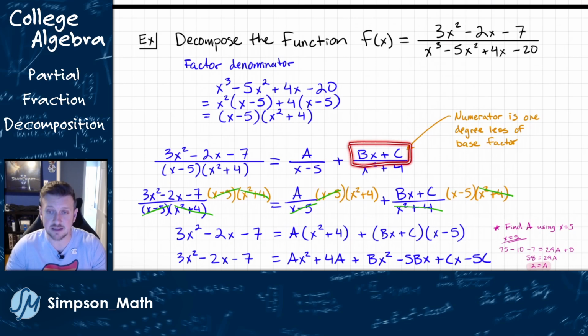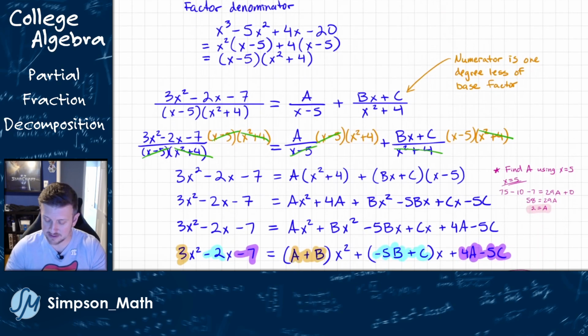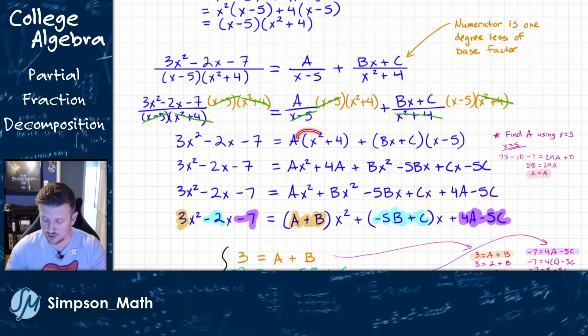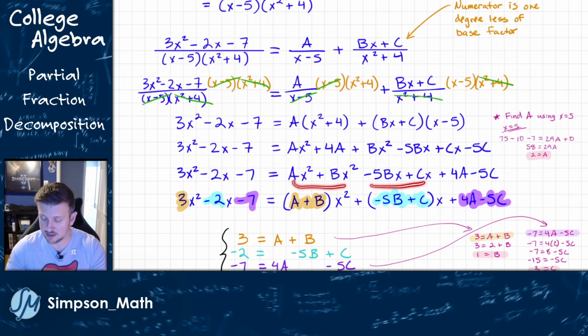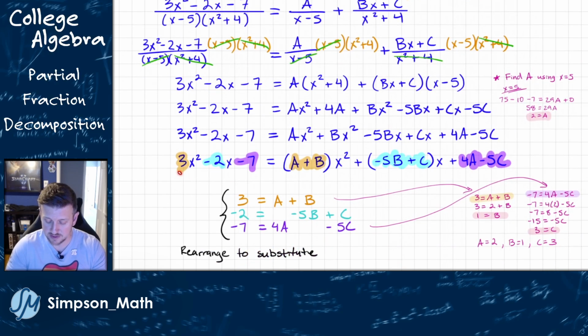So I'm going to have a basic linear equation here with the placeholders in my linear term and the constant term. So I have a bx plus c in that numerator. Then everything else is the same. Multiply by the LCD, all the denominators reduce. Distribute, combine like terms, get your squares together, your linears together, your constants together, factor out as necessary to find your coefficients. So we see that 3 equals a plus b, negative 2 equals negative 5b plus c, and negative 7 equals this 4a minus 5c.